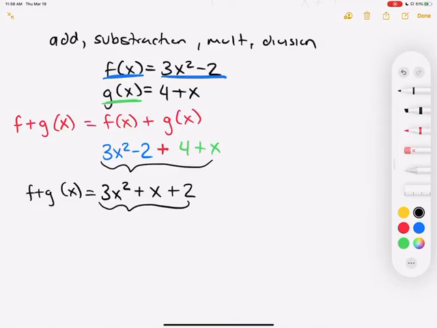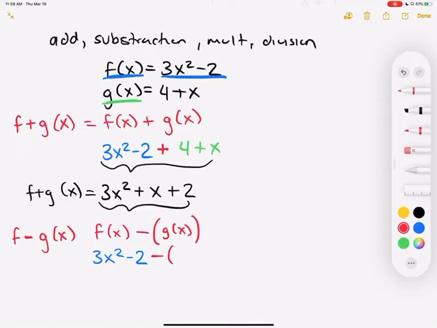You can also subtract the functions. So if instead of saying f plus g of x, it says f minus g of x, it means I have to take the f of x function and subtract, I'm going to put it in parentheses, the whole g of x function. I'm going to subtract it. So in this case, what is the f of x function? The same one, 3x squared minus 2. And then I have to subtract the whole g of x function, which is 4 plus x, the whole function, not just the 4.